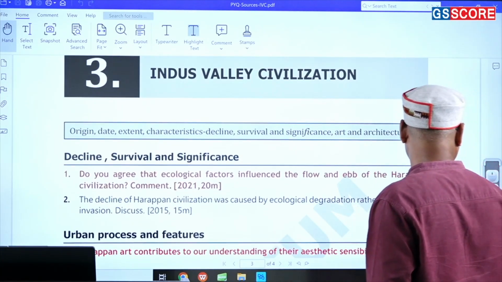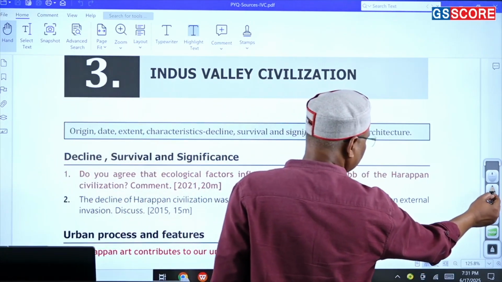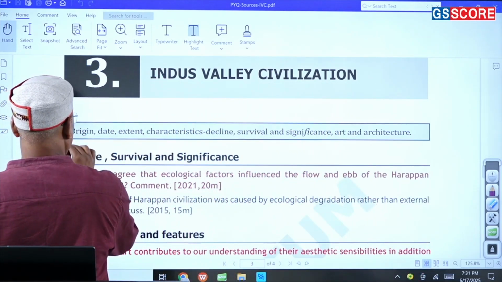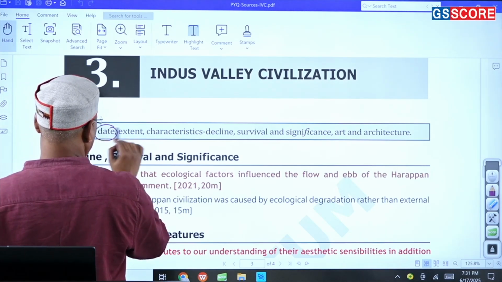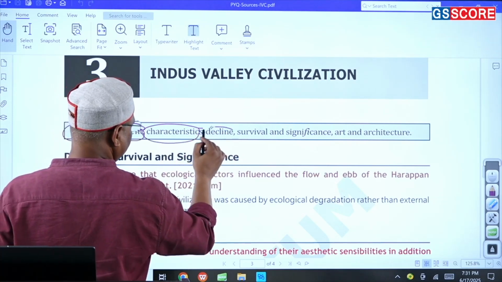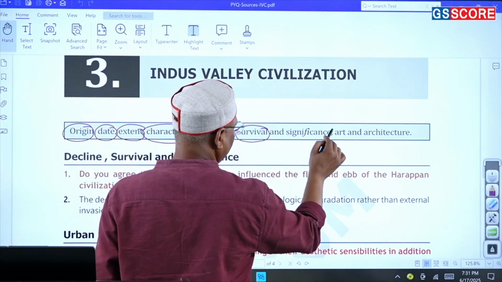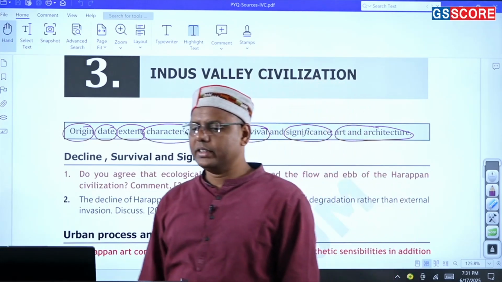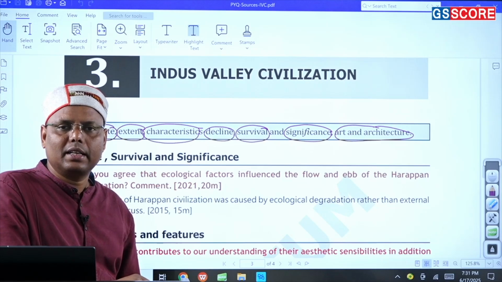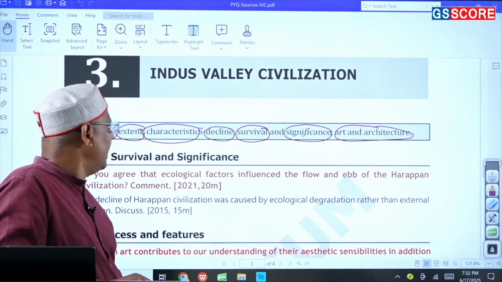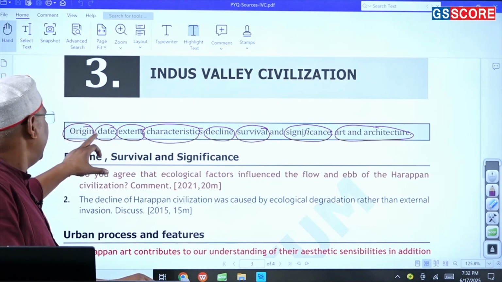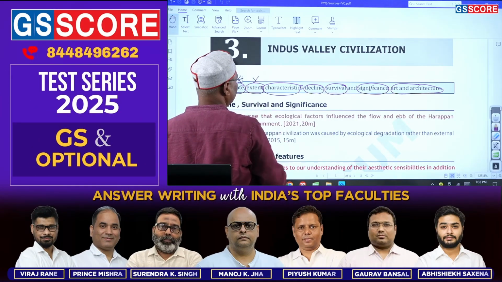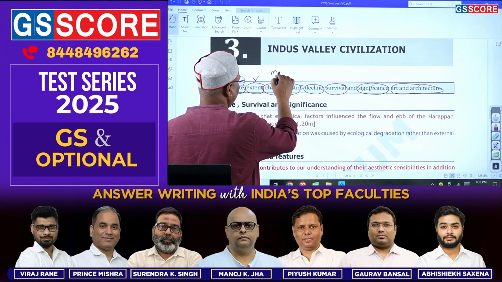If we see the syllabus, you'll find the terms they have used: origin, date, extent, characteristics, decline, survival, significance, art and architecture. I don't know why you never focus on the syllabus, because your questions always reflect the syllabus, right? Now, these are the various terms. Origin is one topic. Dating is one topic. So far, not a single question has been asked precisely on dating. Extent is one dimension. Again, the question has not been asked. There are multiple dimensions in the characteristics.